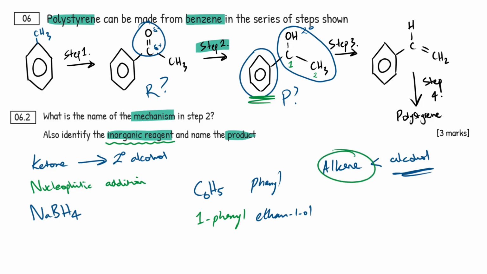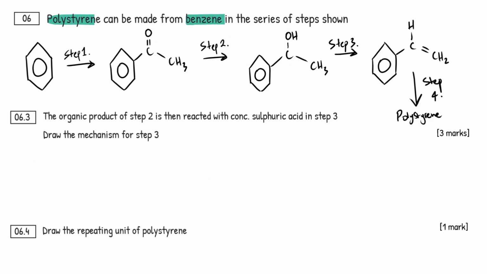Feel free to completely ignore this alkene thing. It's just the way I like to think of the benzene molecule once it's become a phenyl. Right. Woo! Just over halfway. Right, let's carry on. 6.3. So the organic product of step 2 is then reacted with concentrated sulfuric acid in step 3. Draw the mechanism for step 3.